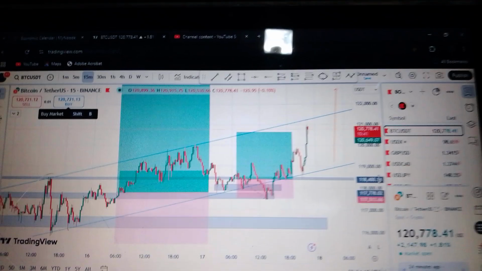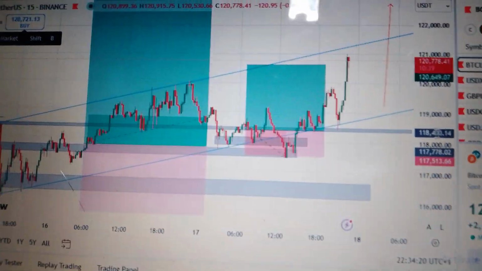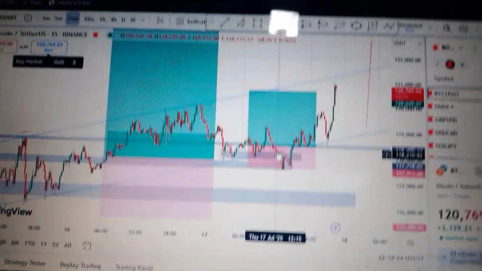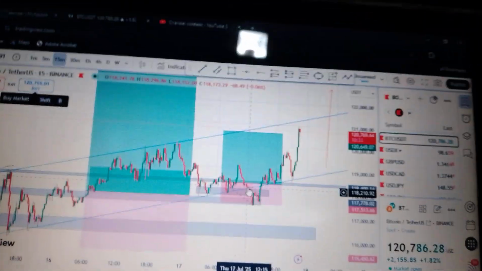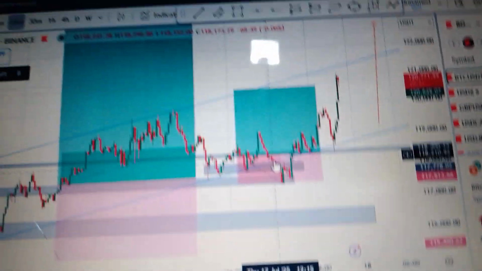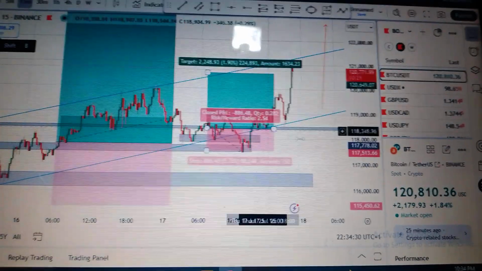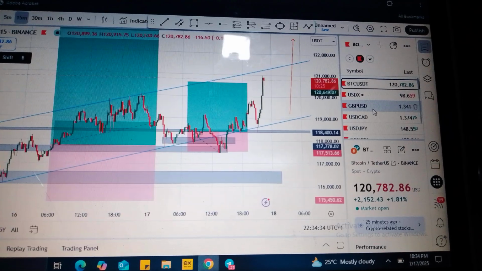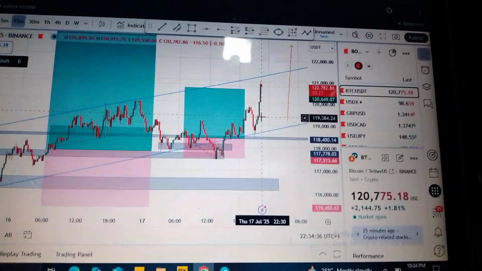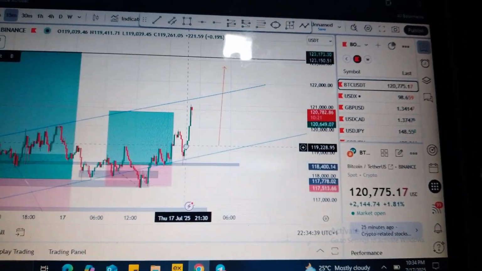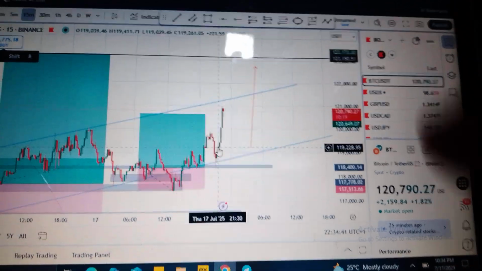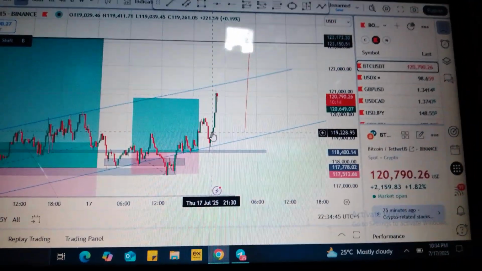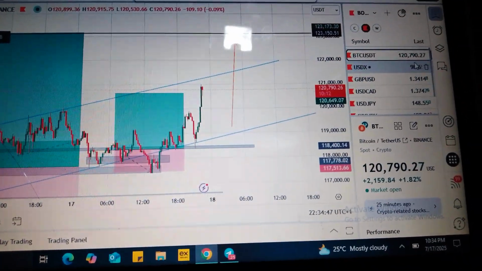So this is the mistake I made, because I didn't enter at the more convincing place, right? I entered at a level that was not too good for me to enter. So what I'm expecting for this week is more buys, right? I'm expecting more buys from the market for it to just keep going up and up and up. There might be a retracement tomorrow, but overall I'm bullish on this.